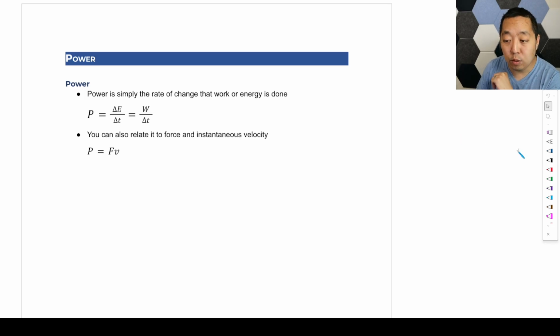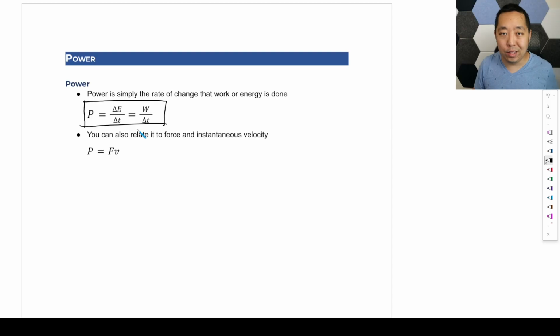All right, so power is one topic you'll get into. It's pretty straightforward. Power is simply the rate of change that work or energy is done. And so power is defined as the amount of change in energy per time or the work per time. Remember, work and change in energy are the same, so it's either one or the other.